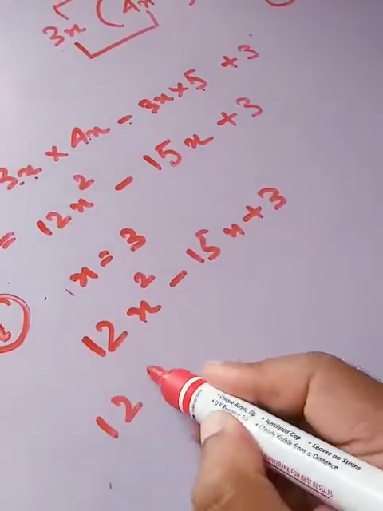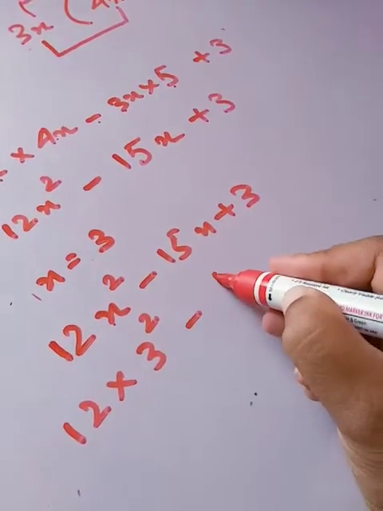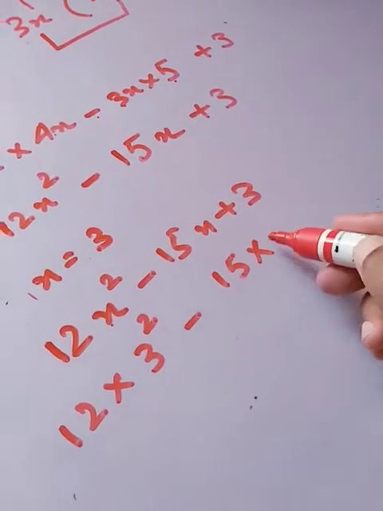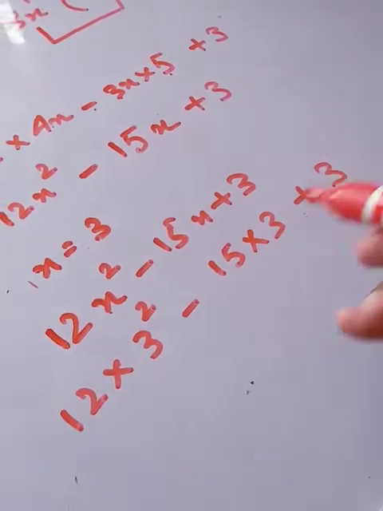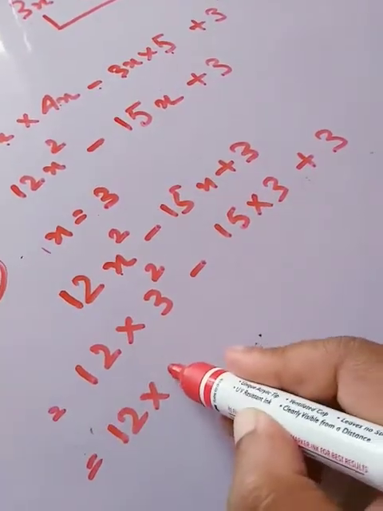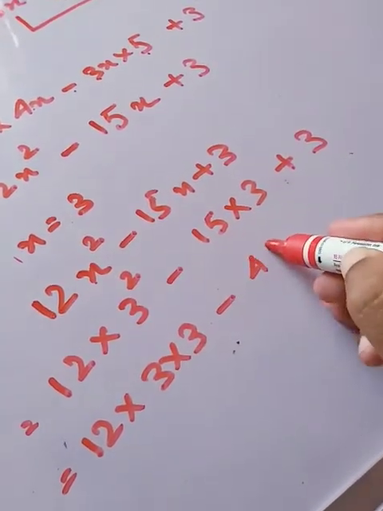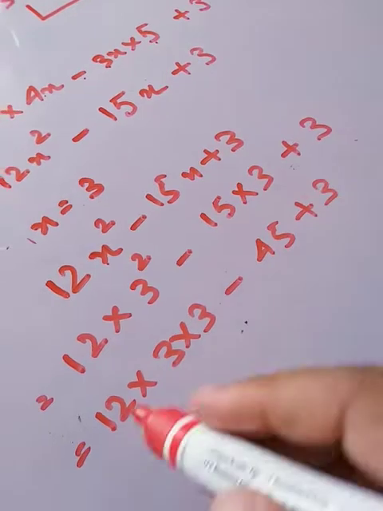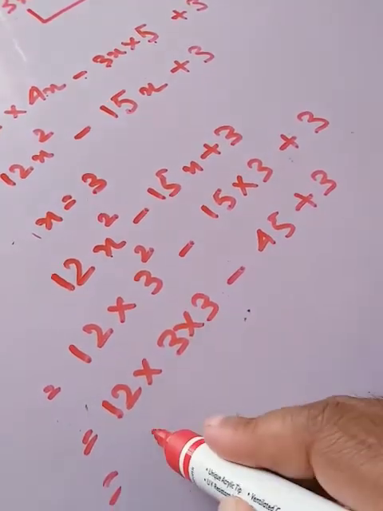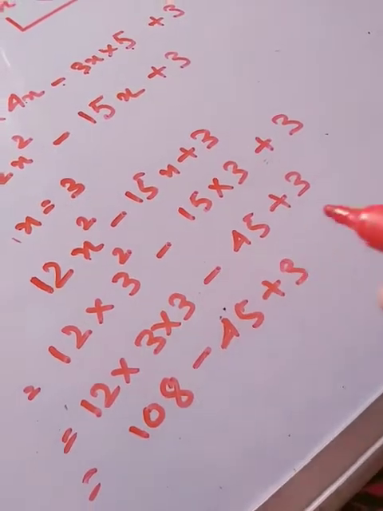How to put? x value is what? 3. So we'll write 3 square. 15x means 15 into 3 plus 3. Now 3 square means, what is the meaning of 3 square? 3 square means 3 into 3. Now 15 3s are 45 plus 3. Now if you multiply this 3 thing, you will get 108 minus 45 plus 3.